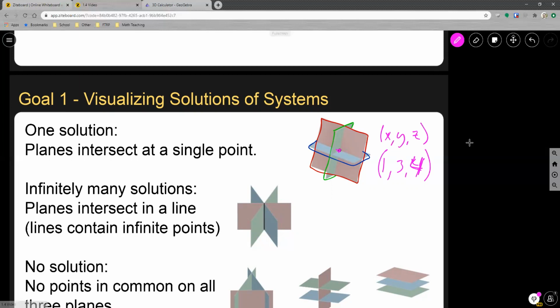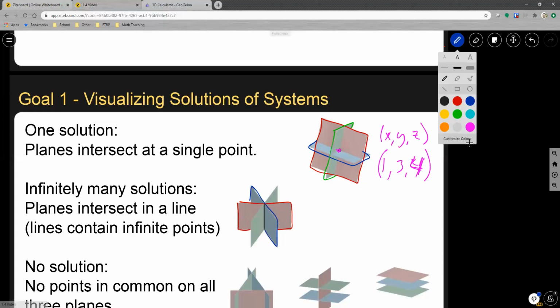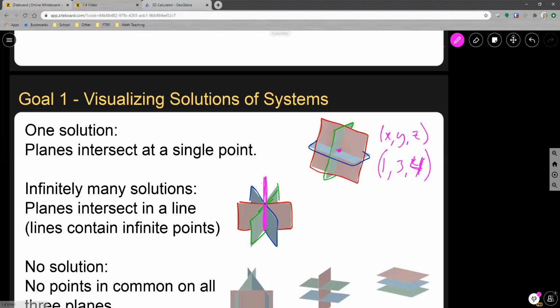And then we also have other ways that these can interact. I could have a situation that looks kind of like a pinwheel or a Ferris wheel or a windmill, where you've got three planes, just like pieces of paper, that are intersecting, but they're all kind of like spokes on a wheel. They're actually all intersecting in a line. And what happens there is that if they're intersecting in a line, that line technically is an infinite amount of points.